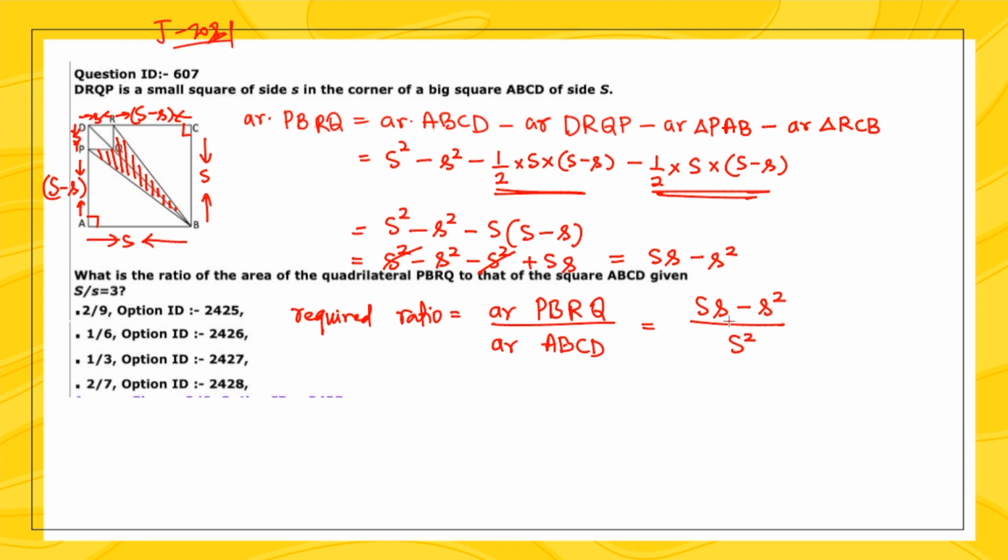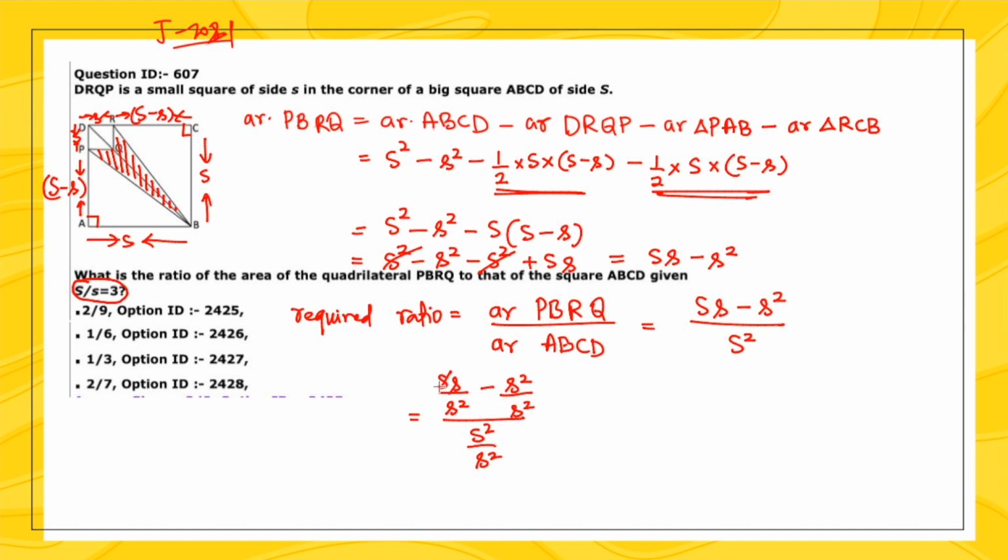Okay, so simply what I can do is divide numerator and denominator by small s square. If I divide the numerator by small s square, it will become capital S small s upon small s square minus small s square upon small s square, divided by capital S square upon small s square. The reason for doing all that is to get in the terms of capital S upon small s.